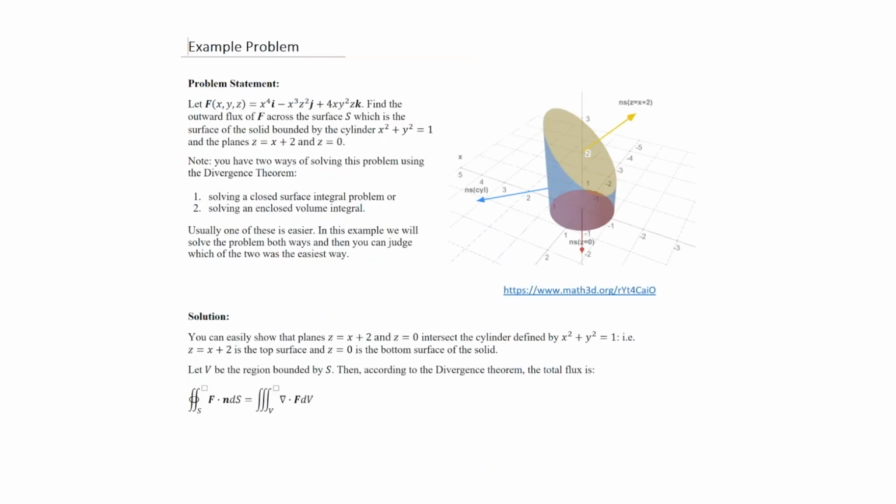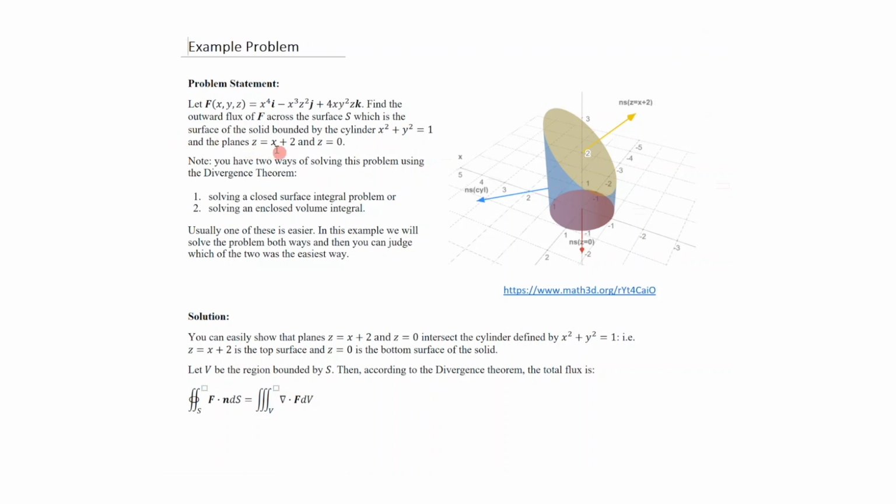Okay, so now let's look at an example problem. Here's the problem statement. The vector field has this form, and we're interested in finding the outward flux of F across the surface S, which is the surface of the solid bounded by the cylinder x squared plus y squared equals 1, which is this blue region that extends to infinity, but it's cut off by two planes.